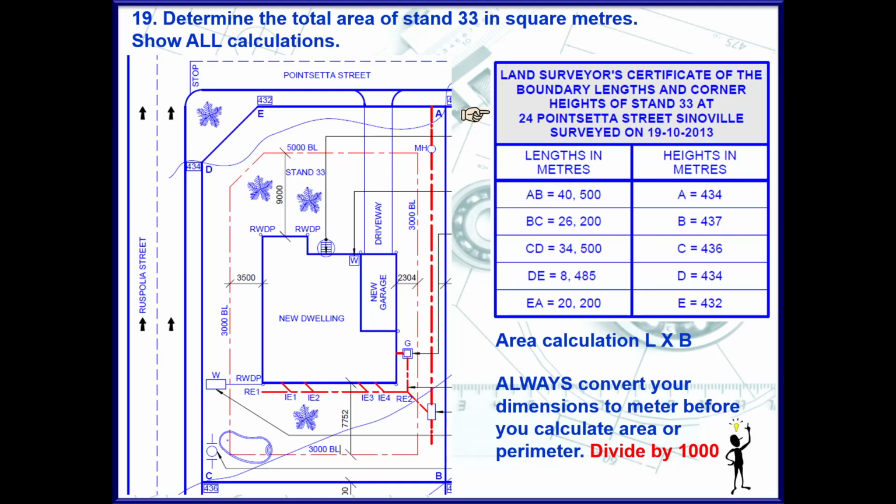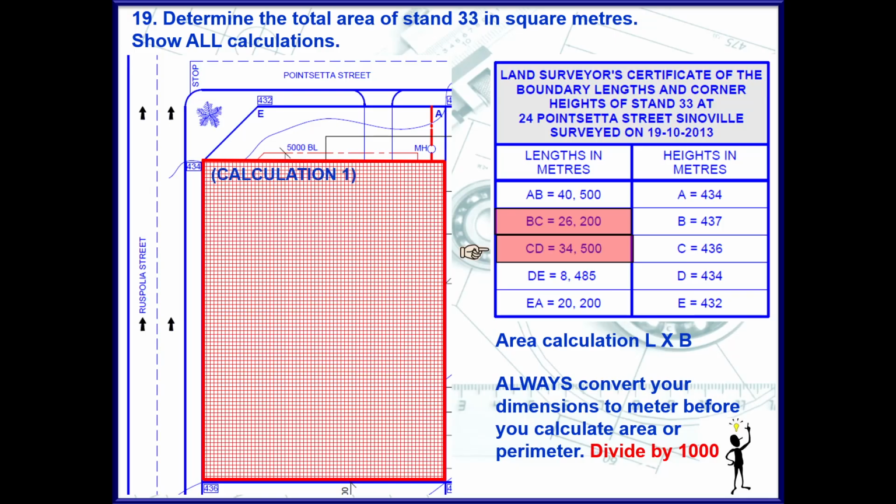So if we first take our dimension at BC of 26.2 meters, we can see our boundary line, and also CD of 34.5 meters, that is our boundary line on the left, and we can complete our square area. That will give us a calculation of 26.2 multiplied by 34.5, which gives me 903.9 square meters.